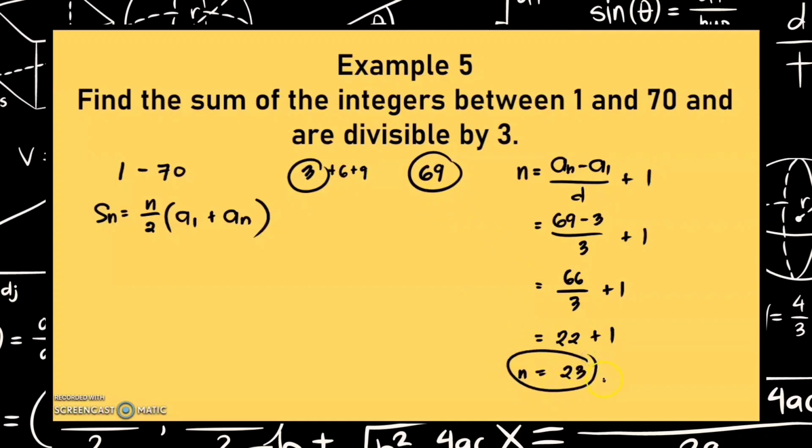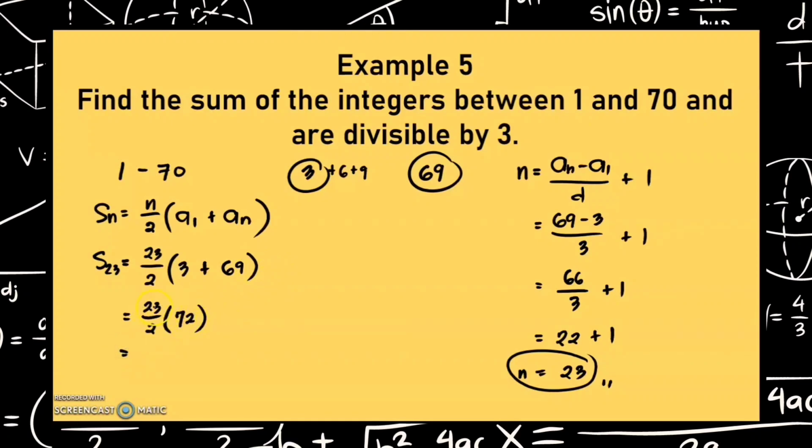So now that we have the value of n, we can use the formula. So S sub n, so S sub 23, because n is 23, is equal to 23 over 2 times the quantity first term, which is 3, plus the last term, which is 69. 23 divided by 2, so I think copy lang natin siya, no? Kasi later we can divide a number by 2, no? With an integer result. So 3 plus 69 is 72.